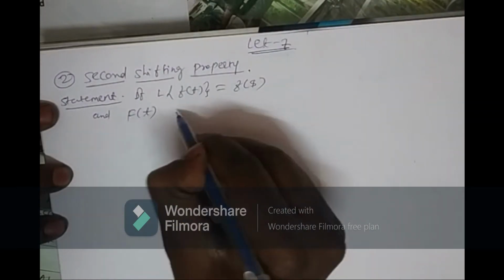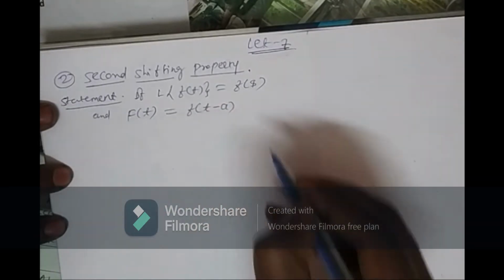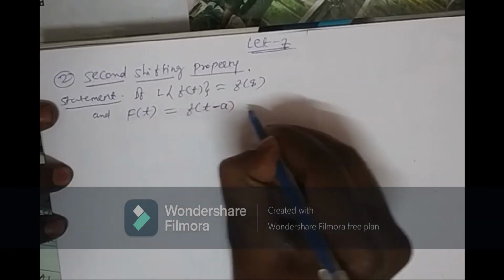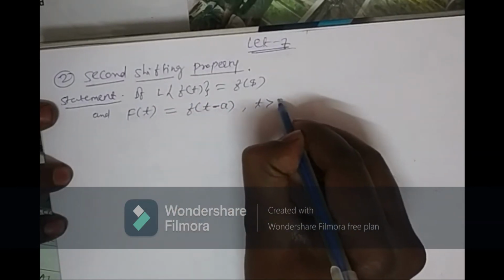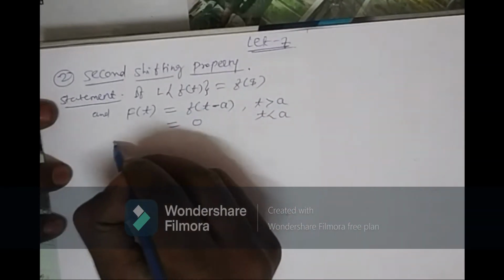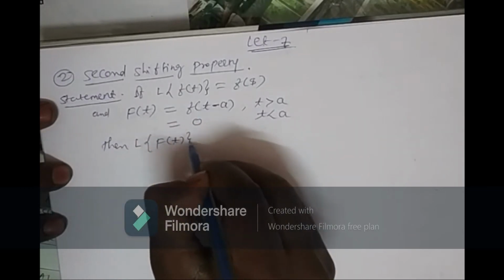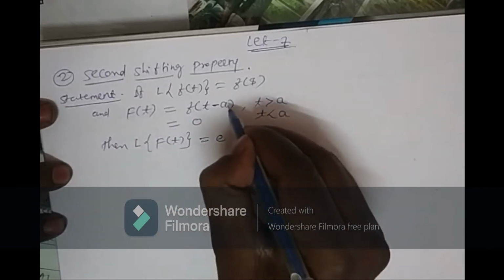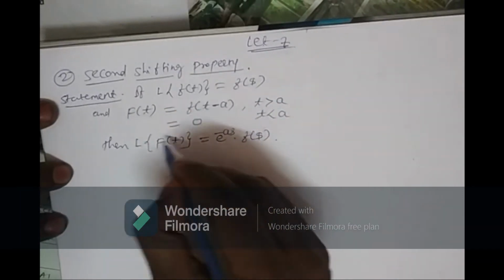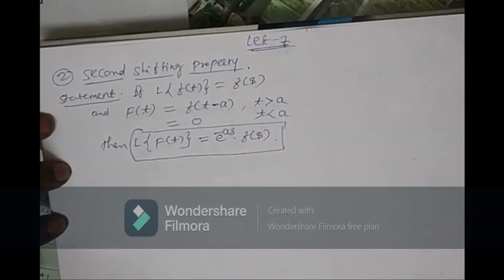capital F of t is equal to small f of t minus a, okay, just remember this. Capital F of t is equal to f of t minus a for t greater than a, and is equal to 0 for t less than a. Then Laplace transform of capital F of t is equal to e raised to minus as into F of s. Okay, so this is the property, that is the second shifting property.